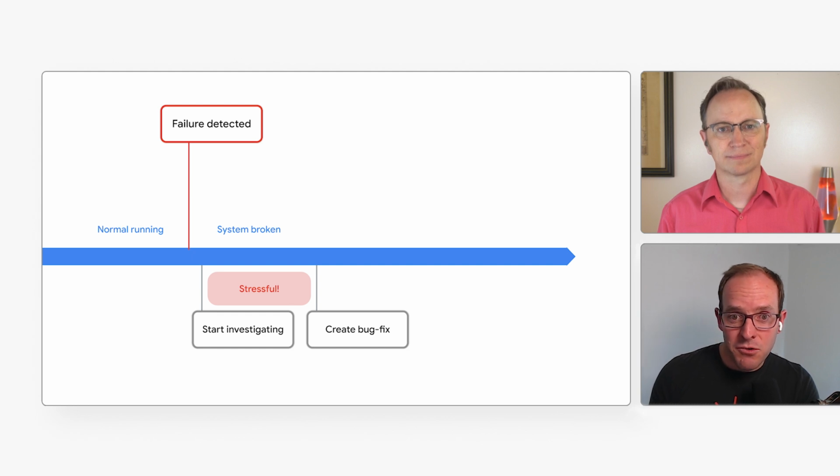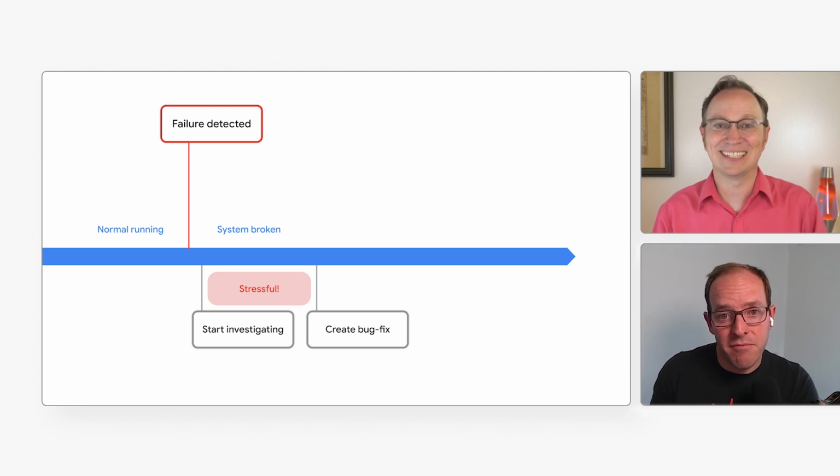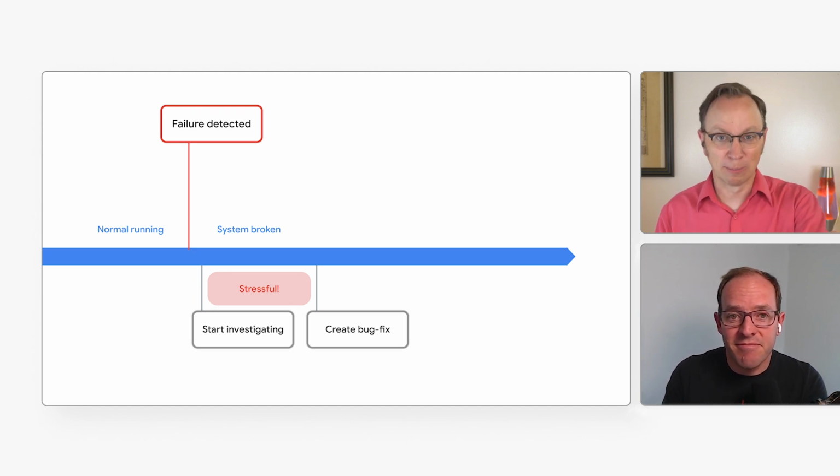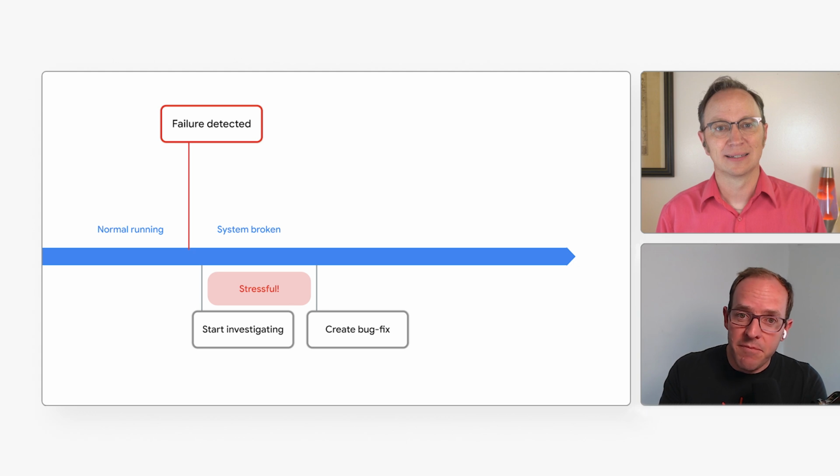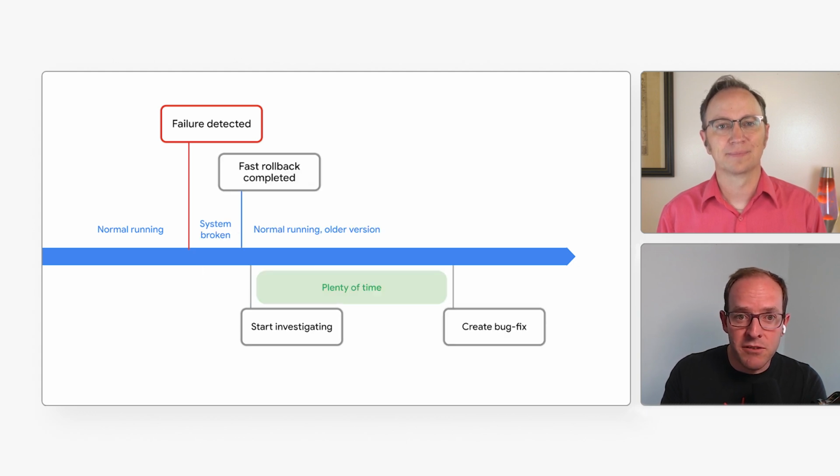So if you create a bug fix while you're stressed out like that, can you be sure you won't also introduce yet another bug? Yeah, that's a good point. So it's better to roll back instead? Yeah, because it buys you time. If you roll back to a version that you know worked, you can now investigate the bug and fix it at your leisure. No one is yelling at anyone. Nobody's hair is on fire.